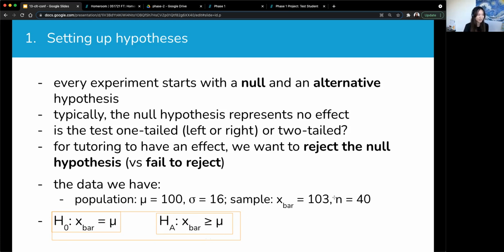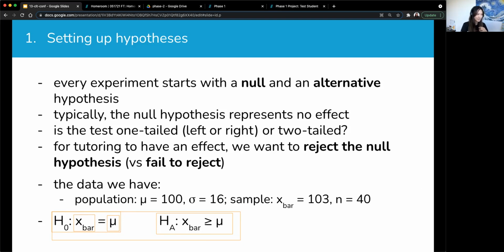This is our alternate hypothesis. Typically the null hypothesis represents that there is no effect. You can see here in our hypotheses, we're comparing two letters, X bar and mu. Mu is our overall population, and X bar is the mean of our sample. So the null hypothesis is saying that the mean of our sample is statistically the same as the mean of our population, that this 103, yes, it's 103, but statistically, no different from 100.